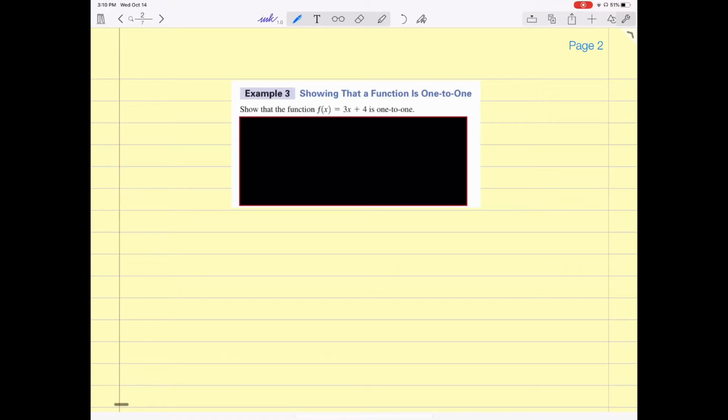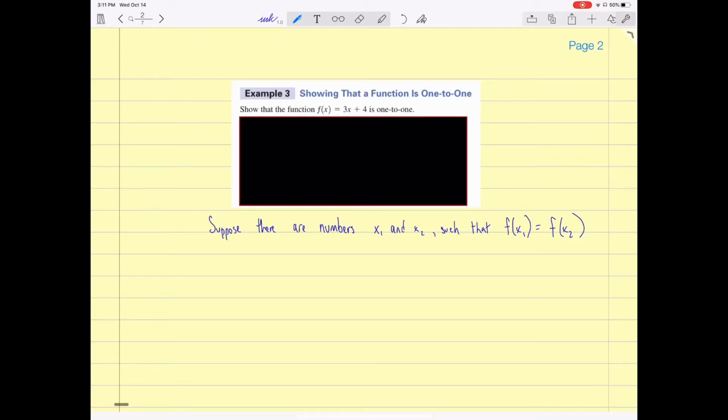Okay, in this example, we're going to show that a function is one-to-one. The way that we do these is a little bit strange, but we're going to suppose there are numbers x sub 1 and x sub 2 such that f of x sub 1 equals f of x sub 2. Essentially, we're going to take x sub 1 and x sub 2 and plug these into 3x plus 4 and see what happens.